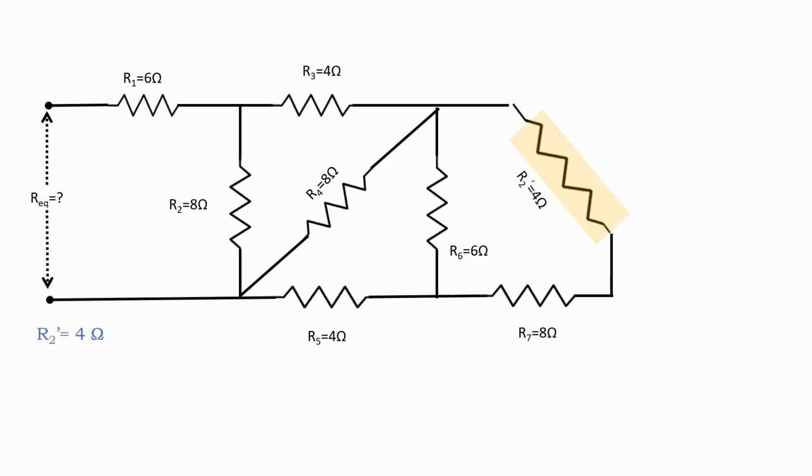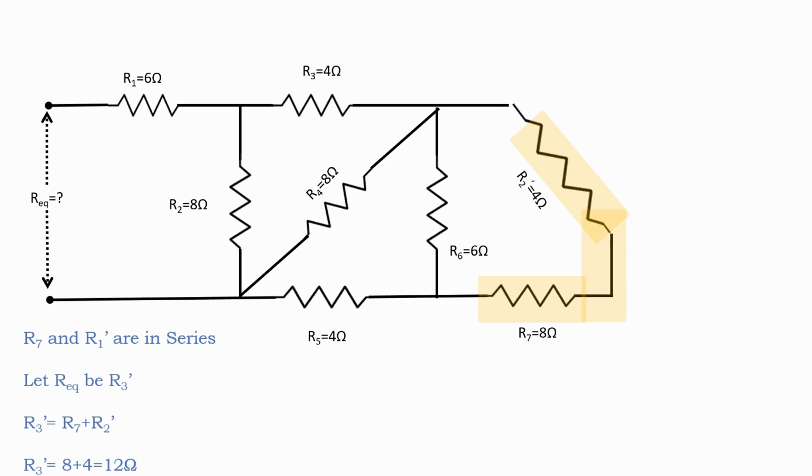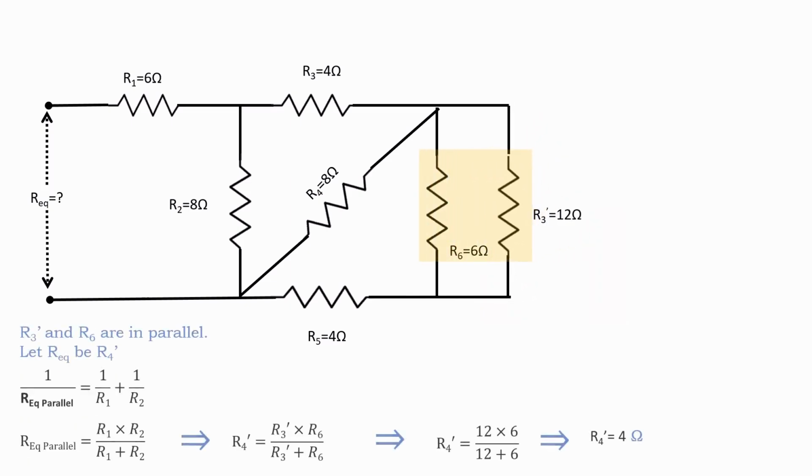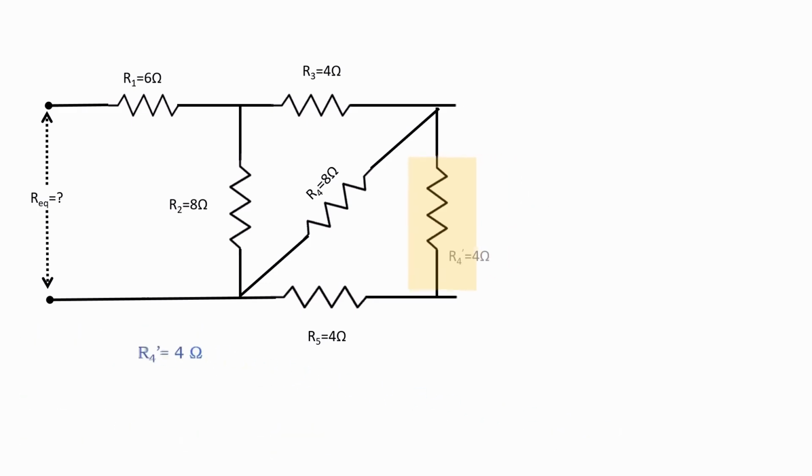Now R2 prime and R7 are in series. The equivalent resistance will be sum of these two resistances. Let the equivalent resistance be R3 prime. R3 prime will be 12 ohms. Next, R3 prime and R6 are in parallel. The equivalent resistance will be calculated as shown. Let the equivalent resistance be R4 prime. R4 prime will be 4 ohms.